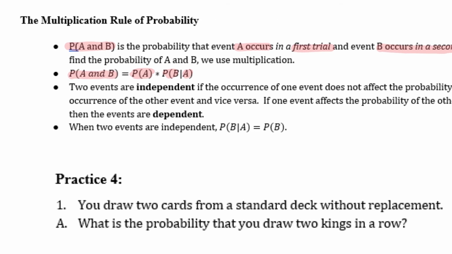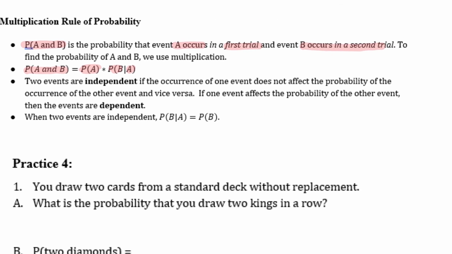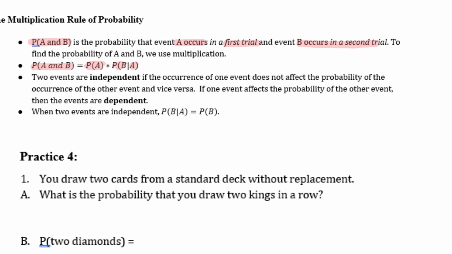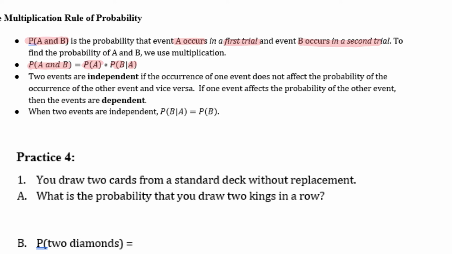And we're going to need to know a couple of terms as we go through this, and these are kind of self-explanatory definitions. Two events are independent if the occurrence of one event does not affect the probability of the occurrence of the other, and vice versa. So they are not going to affect one another, they are independent. If one event affects the probability of the other, it is known as dependent.